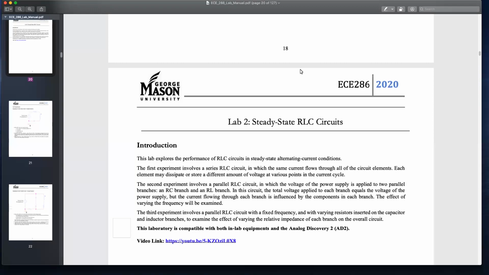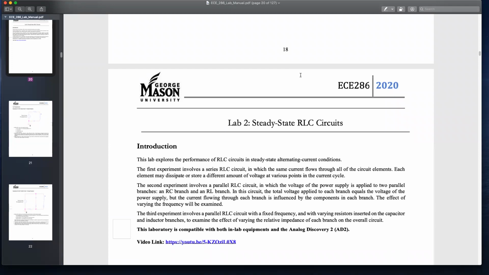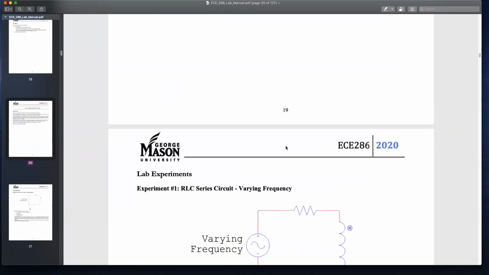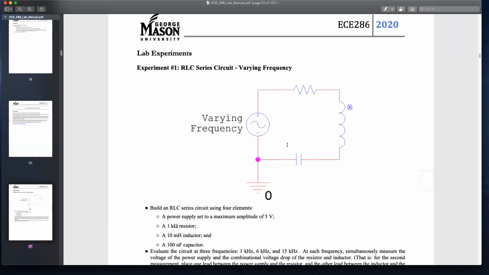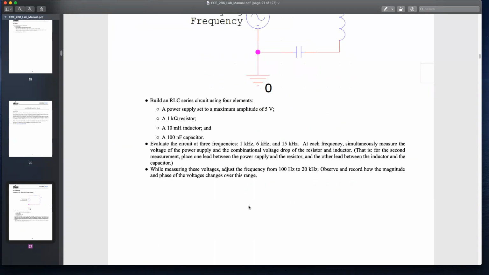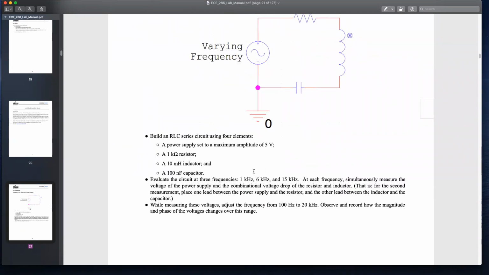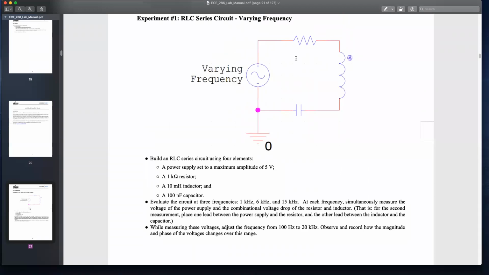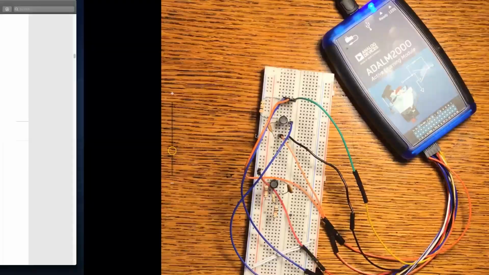Hi, I'll go over how to perform lab 2 of ECE 285, which is 286, steady state RLC. For lab 1, you have an RCL series circuit where you're varying the frequencies from 1K to 15K, with 6K in the middle of that. And then you just want to measure the voltage drop across the supply and then the combination of voltage drop across the inductor and resistor. So those two elements.